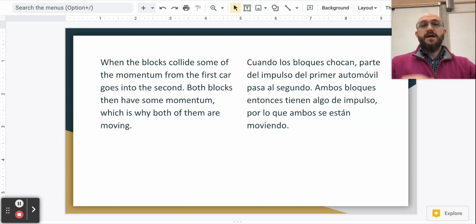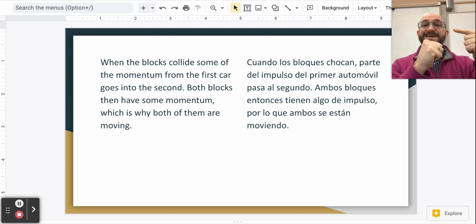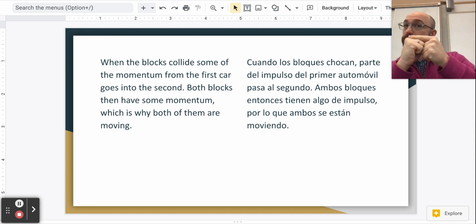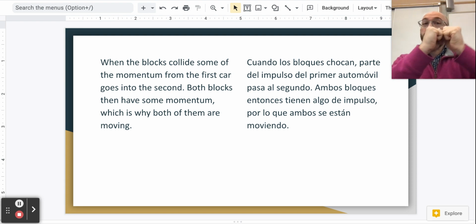I would say that when the two blocks collide, some of the momentum from the first block goes into the second block. Now they both have momentum, so they both move away. But this one has less momentum than it started with, so it's going slower than it was before. It's going fast, and now they're both going slow.